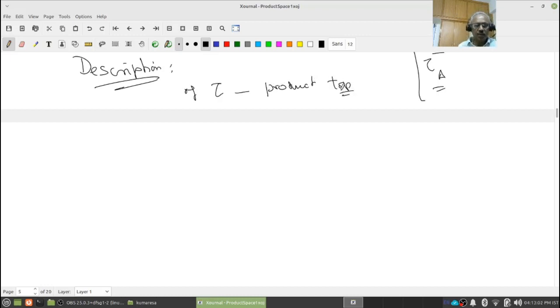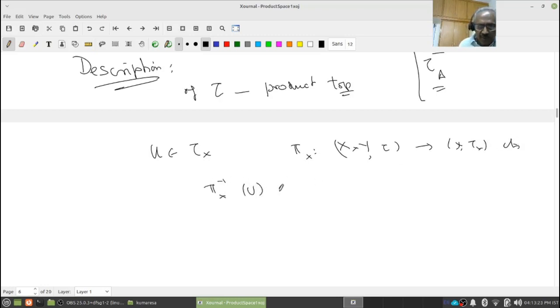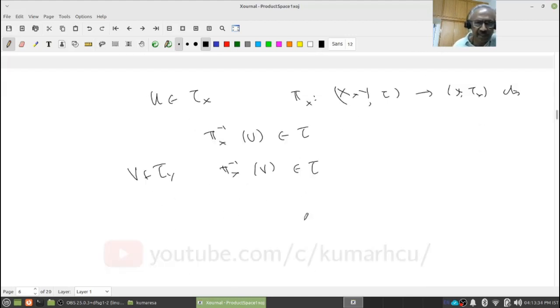Now, how do I describe it? Start with this. Suppose I have u in tau of x. Then since pi x from x cross y with tau to x with tau x is continuous, pi x inverse of u must be in tau. Similarly, for every v in tau of y, pi y inverse of v must be in tau. Do you understand that? Is that clear?